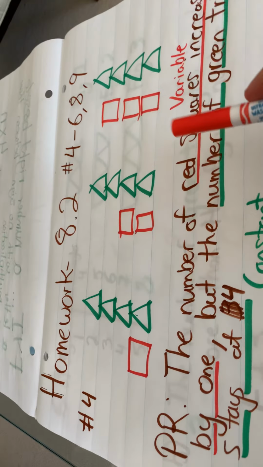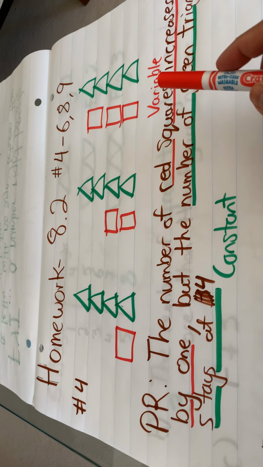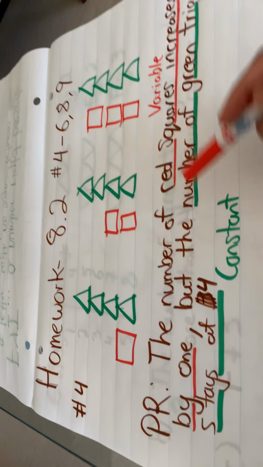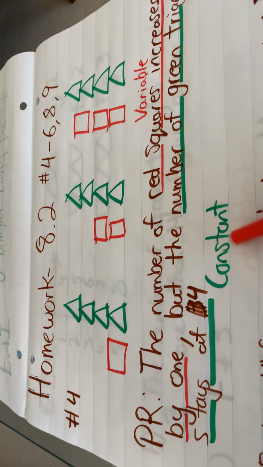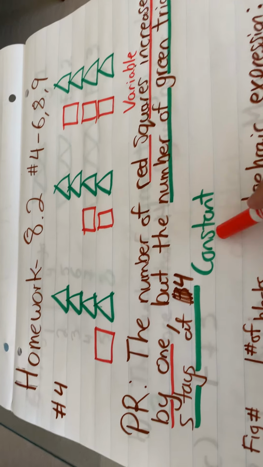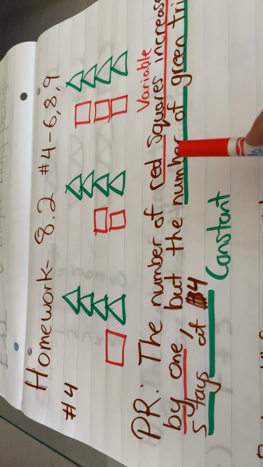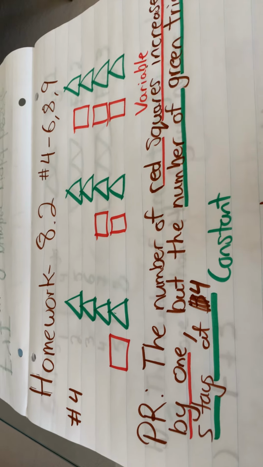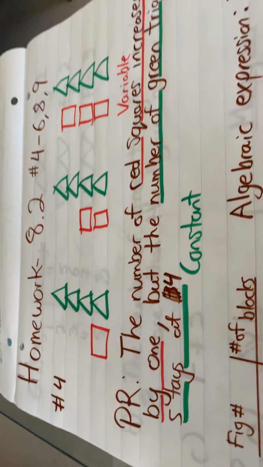So because the number of red squares is the one that's changing every time, 1, 2, 3, that's the variable. Variable is the thing that changes. The green squares, it's always 4, so that's the constant. Constants never change. Then so we describe what was happening in the pattern. Now we need to find an algebraic expression. We need to find an expression that helps us find the total number of blocks.